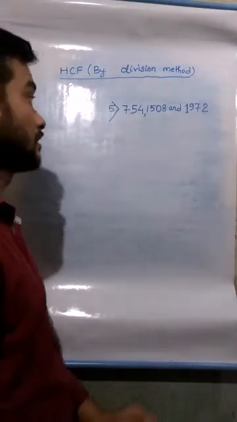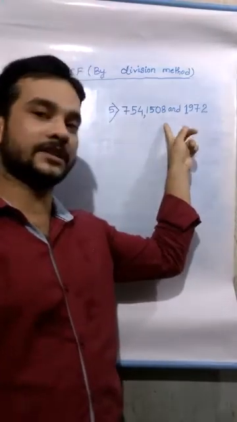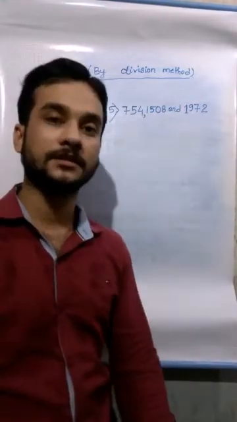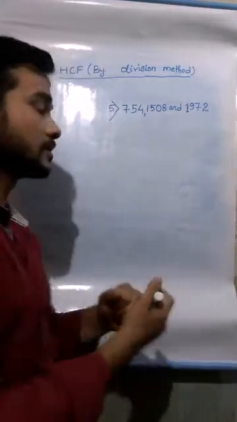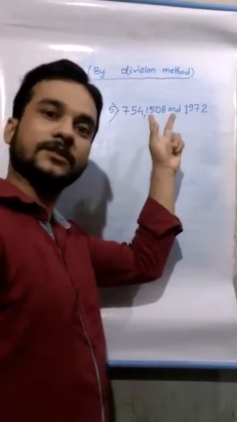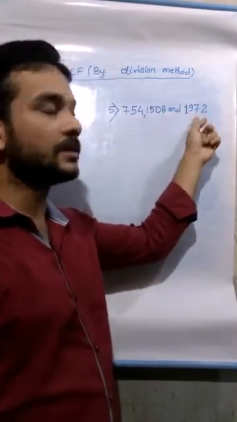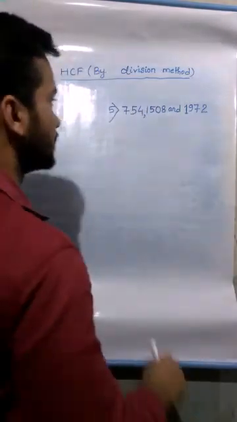Okay, let's see again. There are three numbers, 754, 1508 and 1972. Let's find out the HCF of these three numbers. So again we will use that technique. First we will find the HCF of these two numbers, then the answer with this number. So let us find out the HCF of these two numbers.